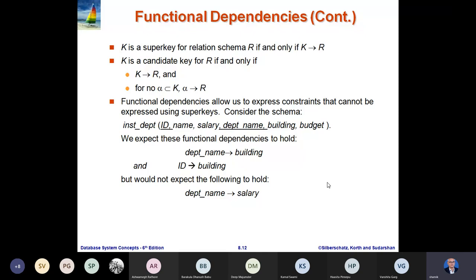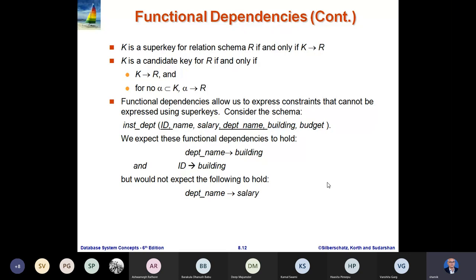But department name itself is not a candidate key because department name does not functionally determine ID, or department name does not functionally determine salary. If I fix a department name, say physics, the value of ID or the salary is not fixed, because there could be so many people with the same department name. So what we are saying here is that in this particular schema, department name functionally determines building, and department name functionally determines budget. So department name functionally determines both building and budget.